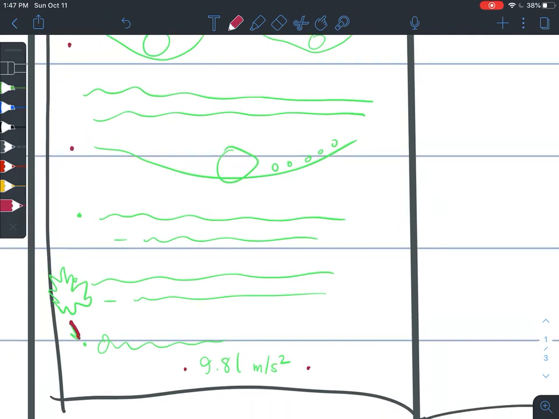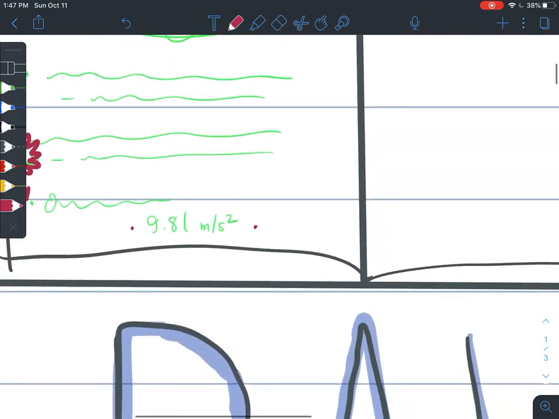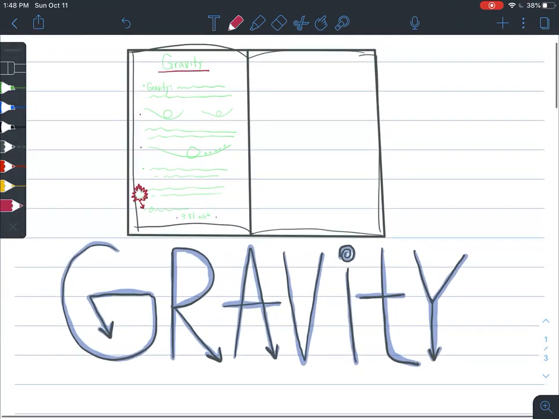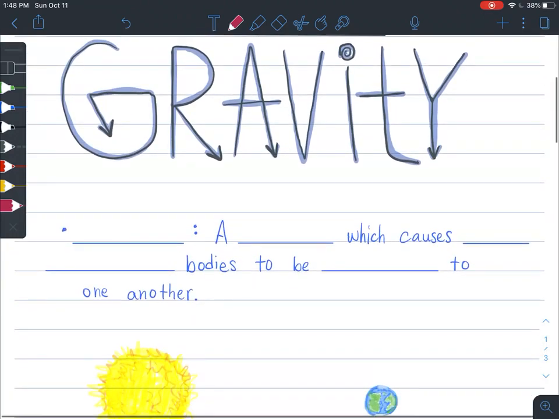Now, one thing that I wanted to add to this page that I had to add into my margins with a little bubble here is something that we'll talk about at the very end. So just know that you might have to add something in your margins of your page as we finish off this science notebook page. So let's get started. Let's drop into it. Gravity.